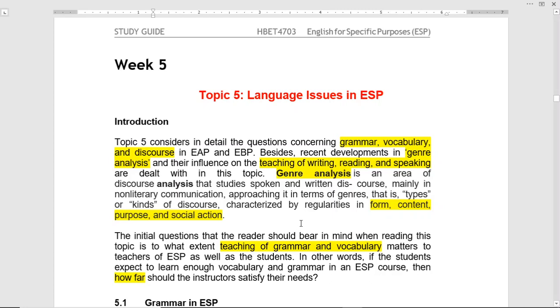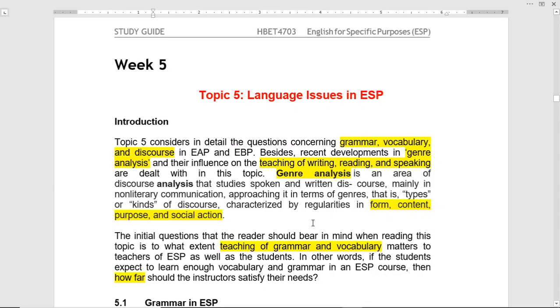Topic 5, Language Issues in English for Specific Purposes. There are a number of questions that can be considered in this topic, such as grammar, vocabulary, and discourse in English for academic purposes and business purposes. Besides, recent developments in genre analysis and their influence on the teaching of writing, reading, and speaking are considered in this topic.